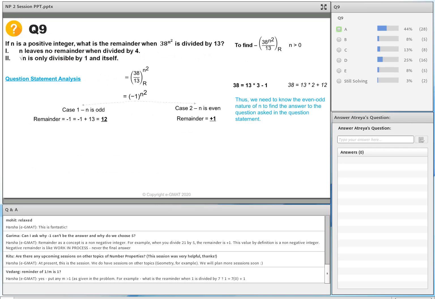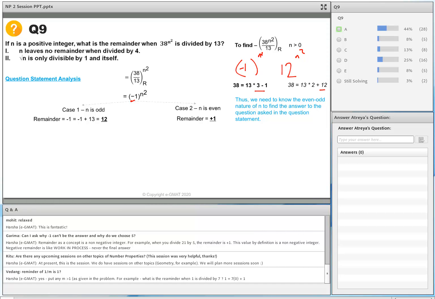Okay, I'll clear all the answers. I'll keep that for another question. So 38, when I divide it by 13, I get minus 1 as the remainder. It's either 12 or minus 1, but yes, calculating 12 to the power n square versus minus 1 to the power n square, I'll always go for minus 1 because this is very, very easy.